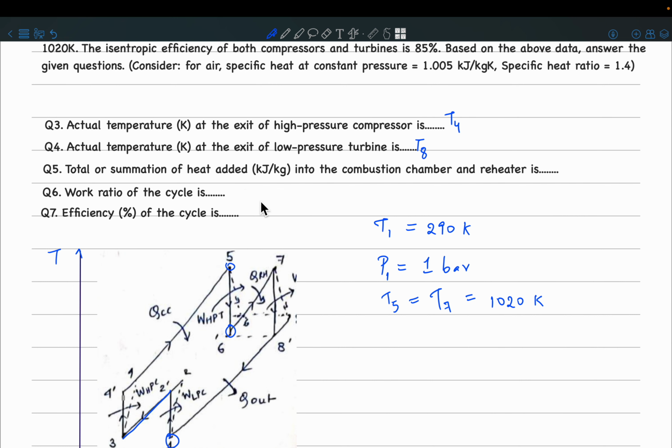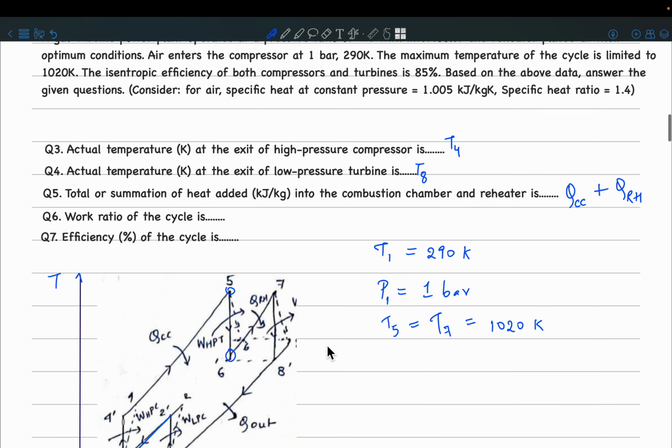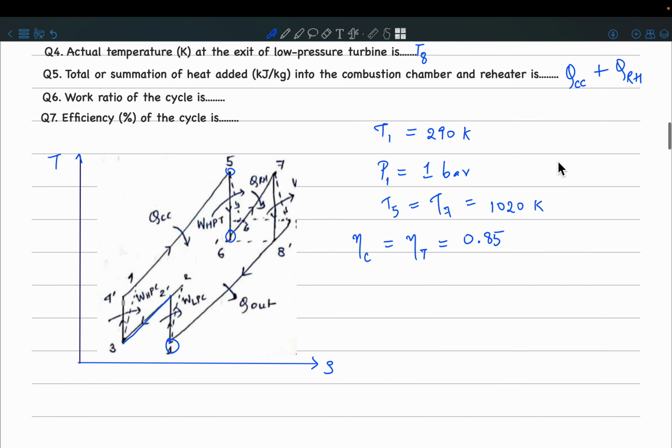And then the total or the summation of the heat added into the combustion chamber and the reheater. So we need to find QCC plus QRH. Alright. And then we need to find the work ratio of the cycle and the efficiency of the cycle. So let's get to work. We have to solve the entire cycle, and we are also given the efficiency of the compressor and the turbine, which is eta C is equal to eta T, and that is equal to 0.85. Okay, and then we are given this Cp and gamma for the fluid.